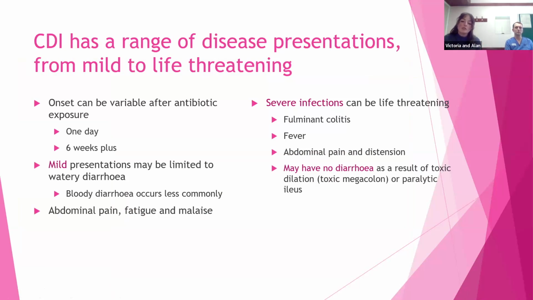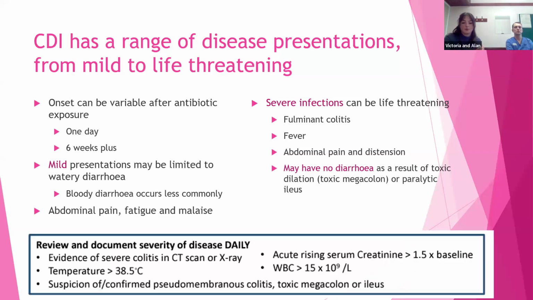And a mild presentation may be limited to watery diarrhea, with sometimes bloody diarrhea, though this is less common, and just classic symptoms of abdominal pain, fatigue, and malaise. However, severe infections can be life-threatening, and they can include things like fulminant colitis, a very high fever, abdominal pain, and distension. And it's also important to recognize that in severe infections, the patient actually may no longer be producing diarrhea because of paralytic ileus in the gut. So no peristaltic action is occurring, and therefore there will be no diarrheal production.